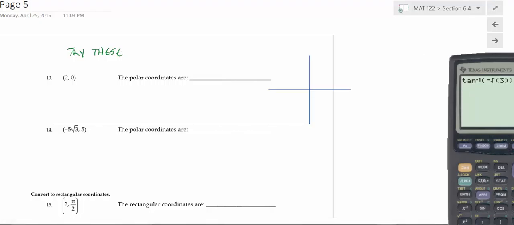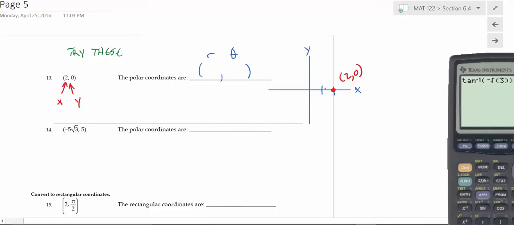Okay, so let's see. The first one I'm going to do on this is just draw a picture. That's the simplest way to do this. If you were plotting this in a rectangular coordinate system, of course, you would be at the point (2, 0). Again, this is your given x and your given y. If we're going to find polar coordinates, our job is to find r and theta.